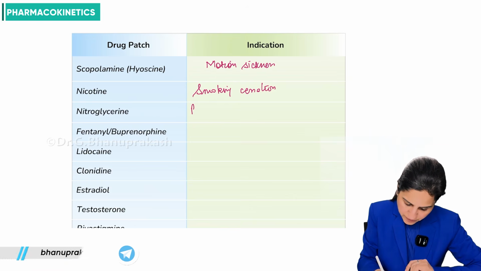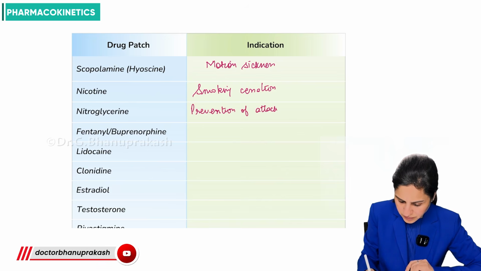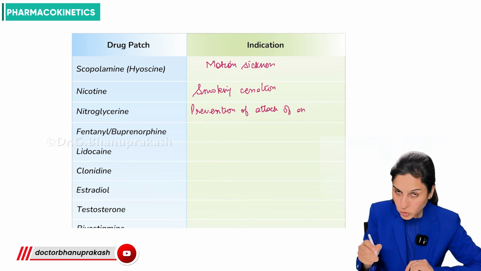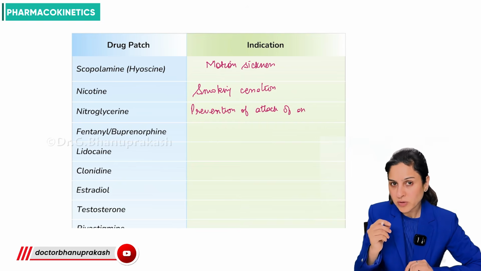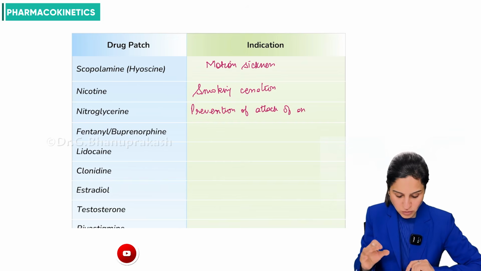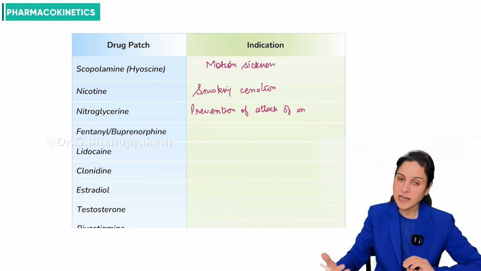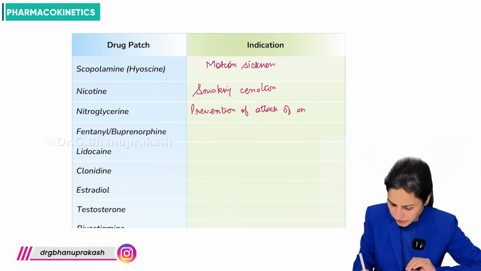Nitroglycerin is for prevention of attack of angina, or prophylaxis. For acute attack of angina, we use the sublingual route, because this is not an emergency use, right? But to prevent any further or future attack of angina, there we can use this as a patch.